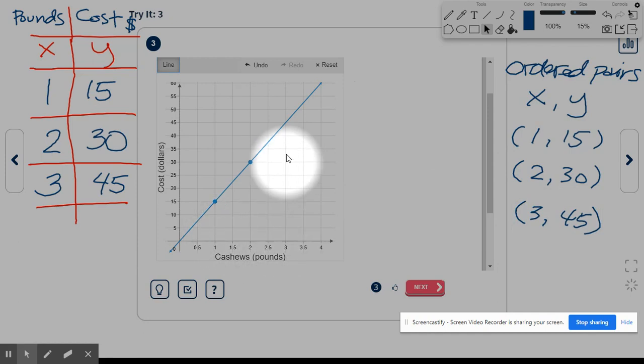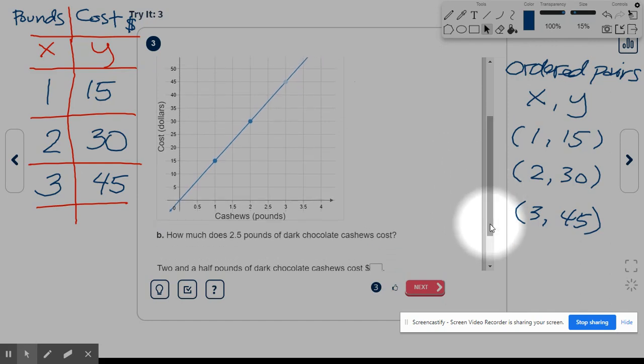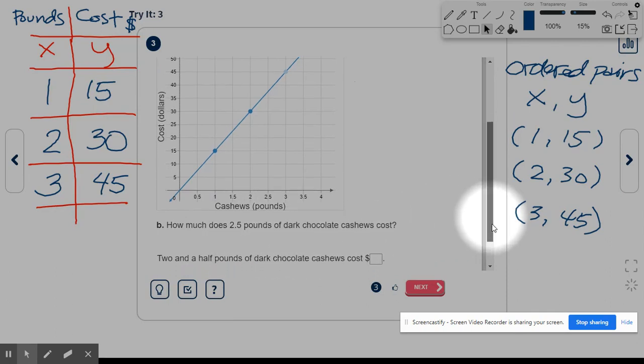The third ordered pair means 3, all the way up here on this line, which is 45, and it hits it. So remember, these points right here on the line are equivalent ratios. Any value on this line would give you an equivalent ratio of 1 to 15. Okay, don't forget that. Now, let's try to answer the question. How much does 2.5 pounds of dark chocolate cost?